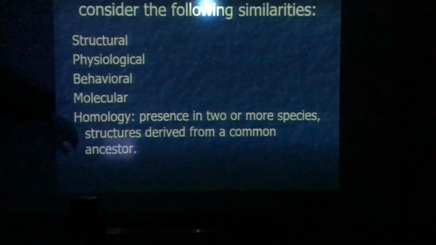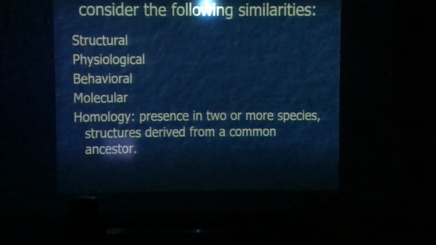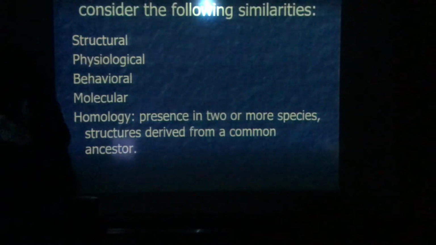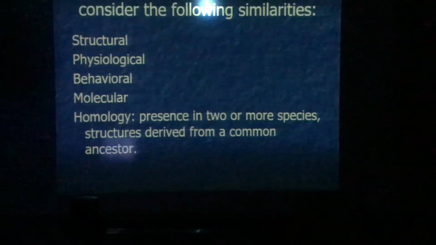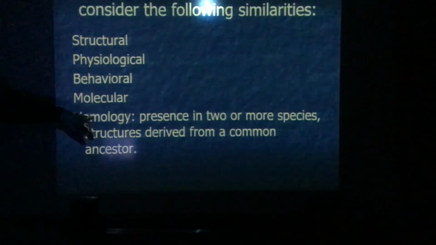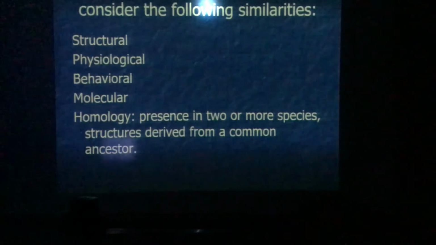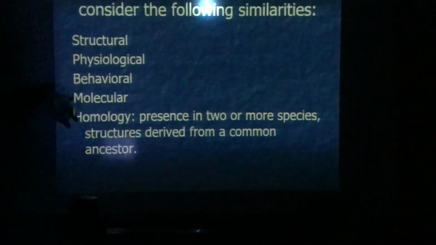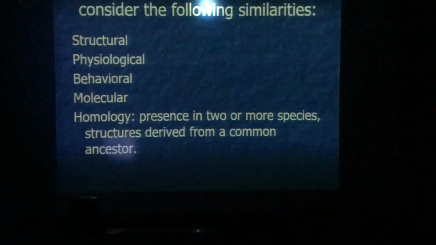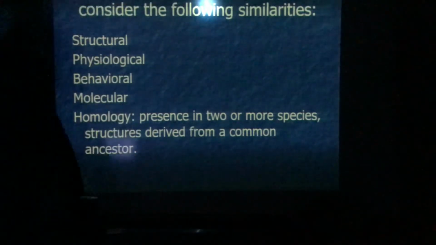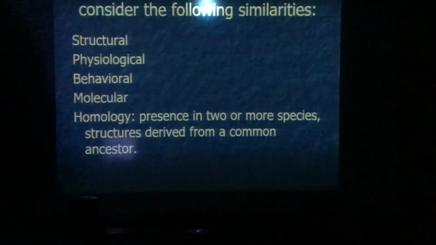Homologous means similar: presence in two or more species of structures derived from a common ancestor. Could be anything from paired fins, claws, appendages. It could be a lot of different things, but there's a similarity in structure. But these right here, structural, physiological, behavioral, and molecular, are the four ways we evaluate and put things into the groups, all the way down from domain to species.